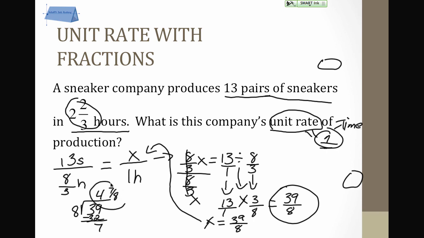And that's your answer. So in 2 2/3 hours, which is converted to 8/3, the company makes 13 pairs of sneakers. In 1 hour, the company makes 4 7/8 pairs of sneakers. So they make 4 pairs, and they almost got another pair made, but they make 4 7/8 pairs of sneakers. And that's how you do the problem.